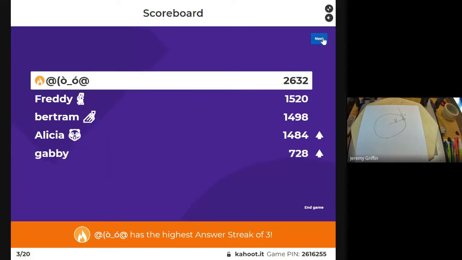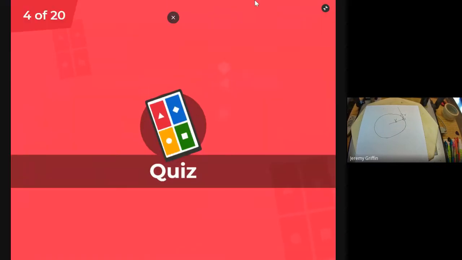Oh, Caterpillar on fire! Freddie, Bertram, Alicia, Gabby.